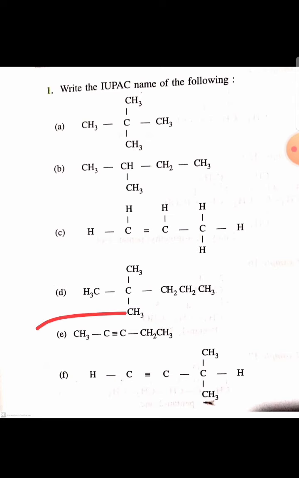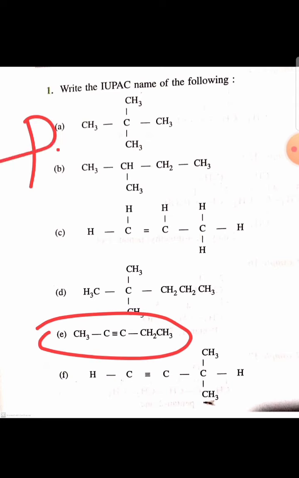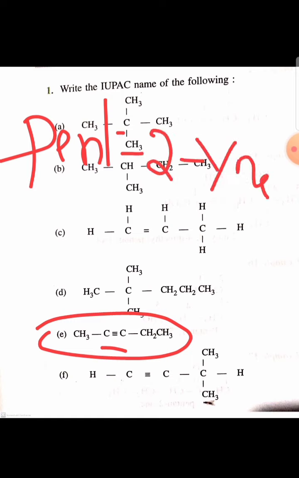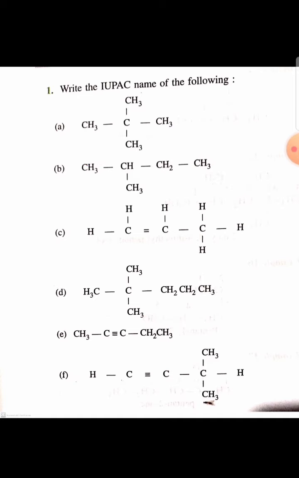In the next structure you can find there are a total of 5 carbon atoms, root word is pent. As you can find a carbon carbon triple bond between the second and third carbon atom, priority you should give to the second carbon atom. So pent-2-yne is the right IUPAC name. In the next structure, we should be very careful in this case. This is the correct order. Either you can give numbering in this way, 1, 2, 3, 4, or you can give numbering in this way.